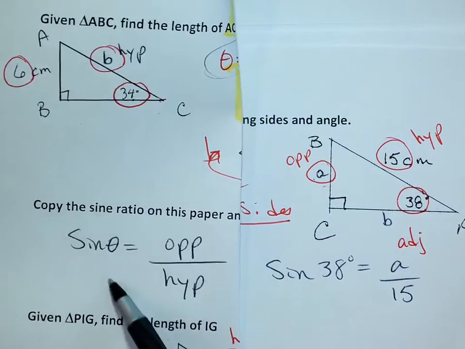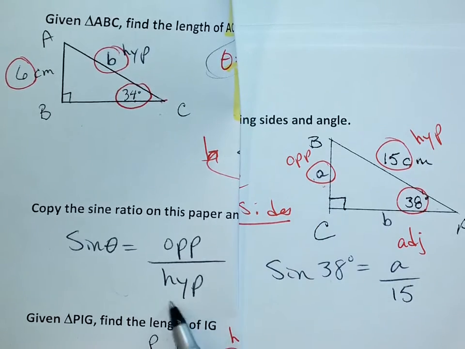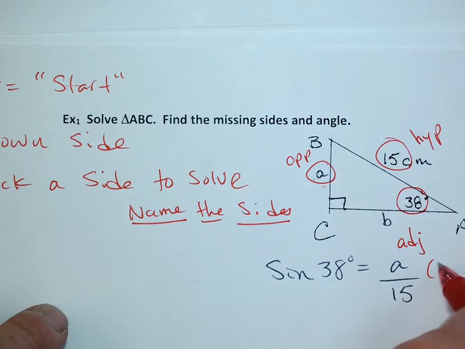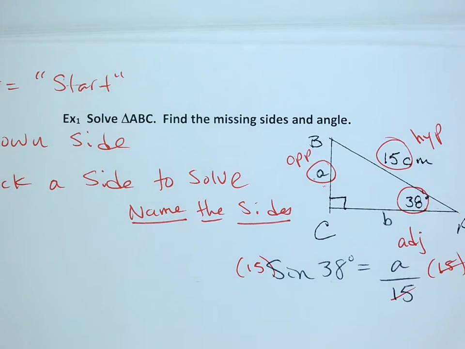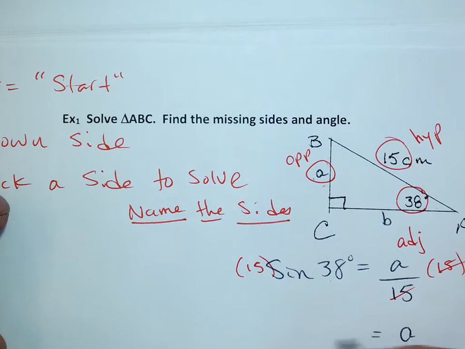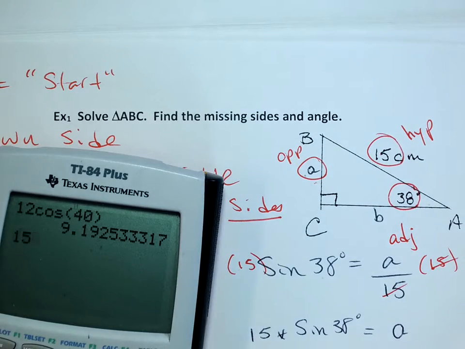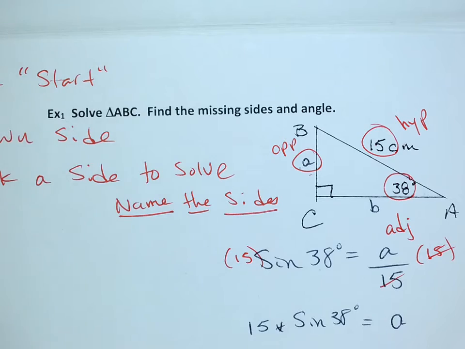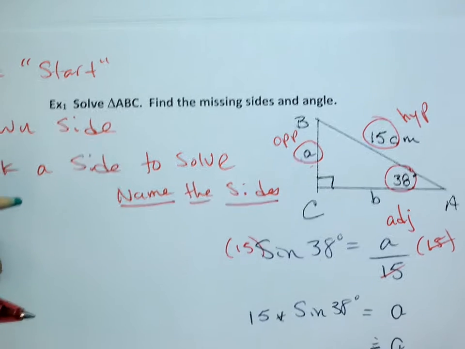Again, here it is. I'm setting up sine of theta. Theta is the angle, 38, equals my opposite, which is little a, what I want to find, over my hypotenuse, which is 15. Now, to solve, we're just going to multiply up by 15. Then we have side A equals 15 times the sine of 38 degrees. So 15 sine 38, enter, and I get about 9.23. So little a, or side A, which is also BC, is about 9.23.